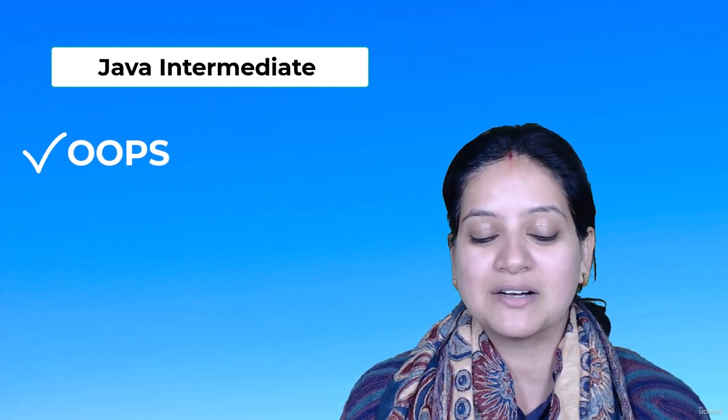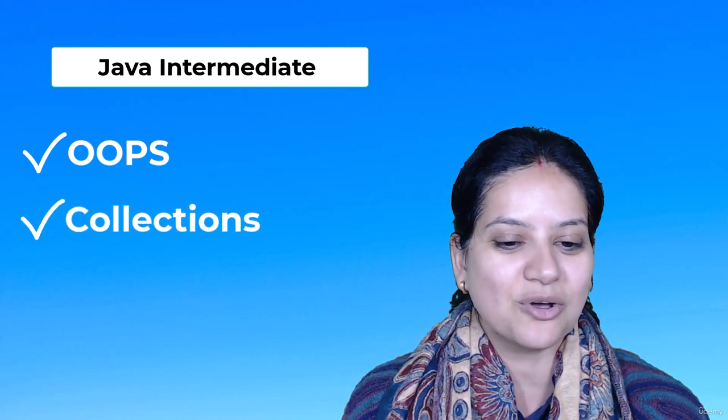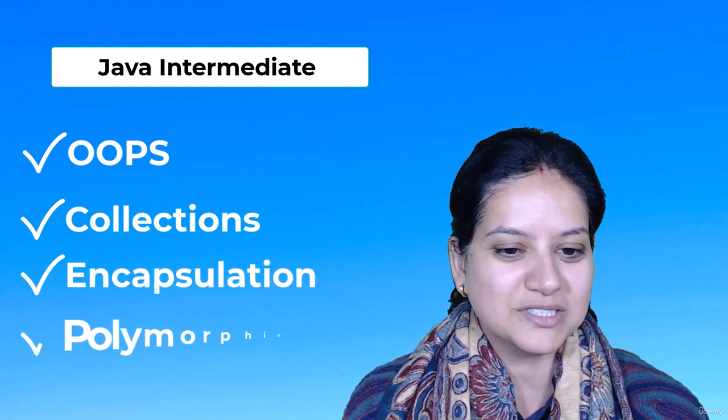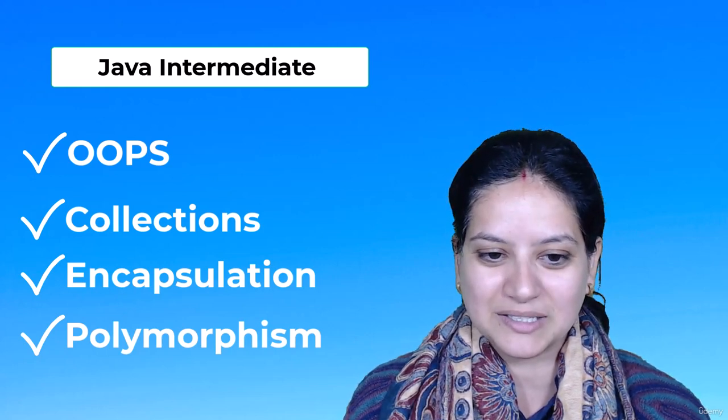As part of our Java Intermediate, which is the next level in this complete Java series, we have the concepts of OOPS, we have uncovered the concepts of collections, we have done the concepts of understanding what encapsulation and polymorphism are all about. We have touched base a bit on exception handling.